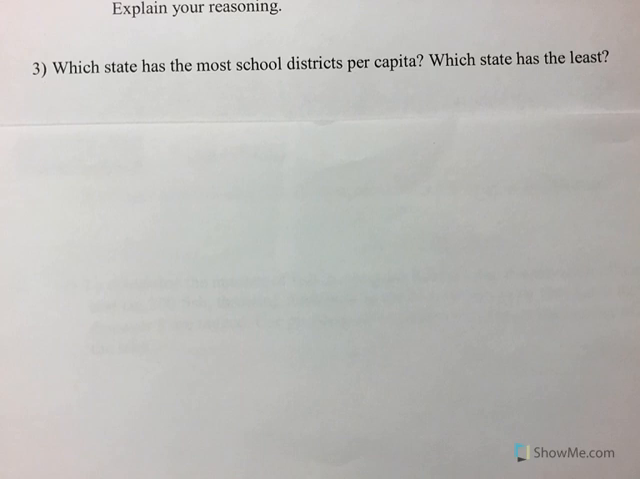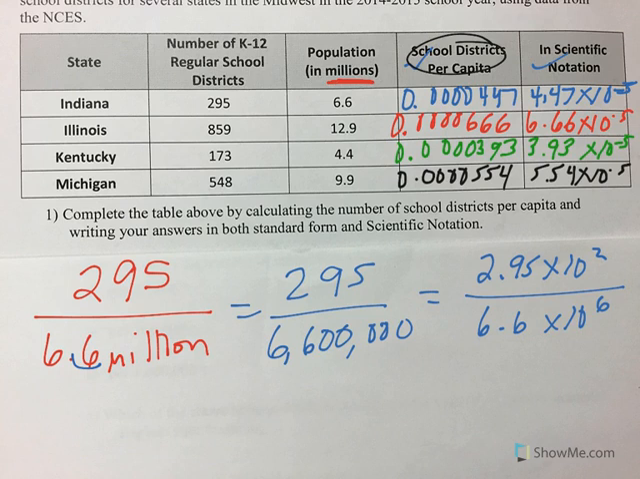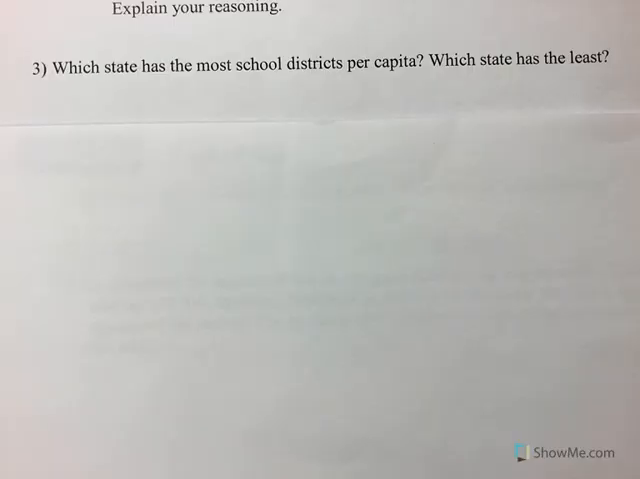So which state has the most school districts per capita and which one has the least? Well, let's go back to our table. For the most, we'll look at the last column. The biggest number is Illinois. So they have the most because they're at 6.66 times 10 to the negative fifth. Whereas the least is here, 3.93. So the least is Kentucky because 3.93 is the smallest number. So that was Illinois and Kentucky.